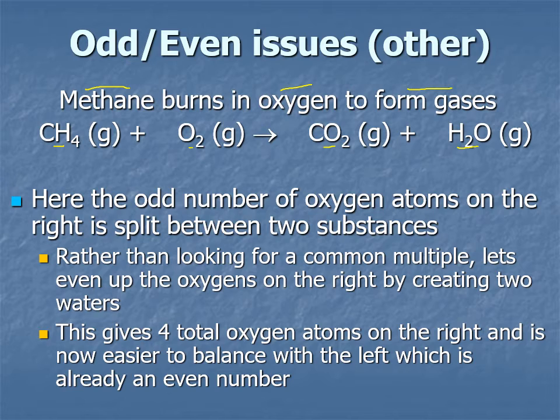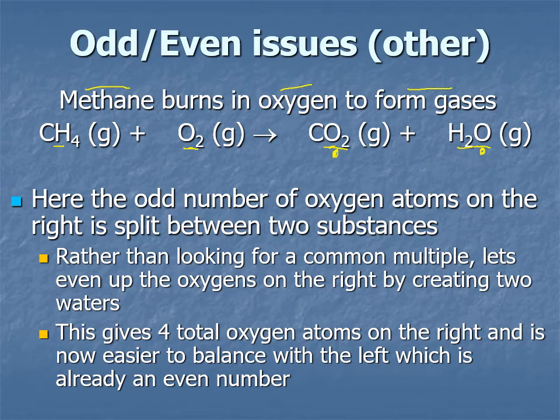But check this odd-even issue out for a minute. Notice on the left-hand side I have 2 oxygens, but on the right-hand side I have 2 and 1. I have 3 oxygens. But it's impossible to really do an easy common multiple because the oxygen is spread over 2 substances, not 1, unlike the previous example.